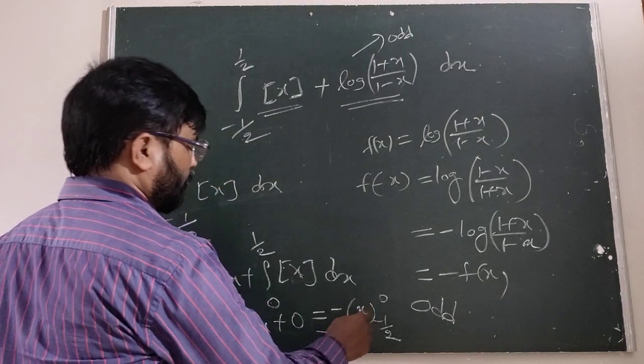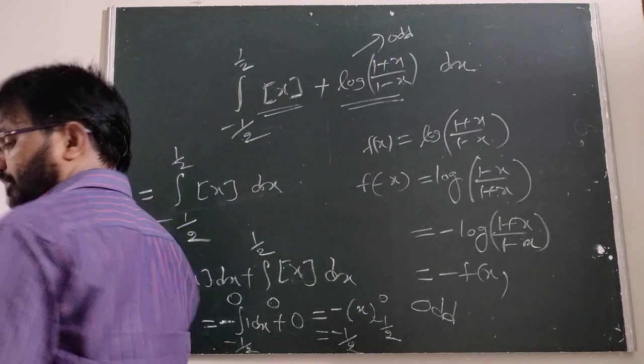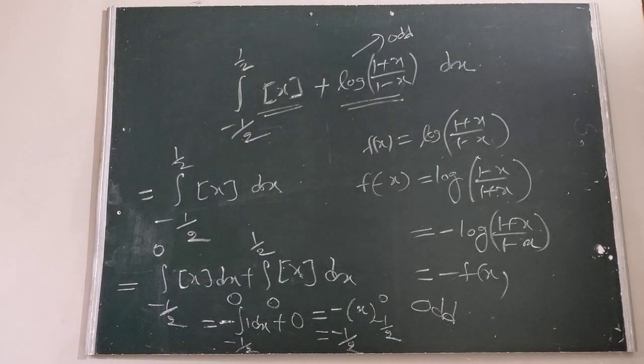How do we get 0 minus of minus plus 1 by 2? The required solution is minus of 1 by 2. Yes, it is minus of 1 by 2. Right.